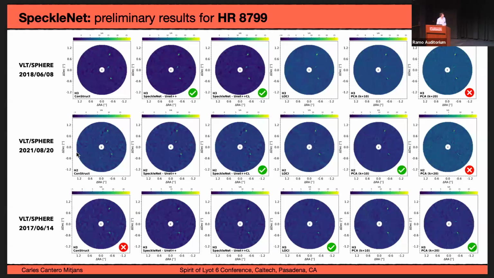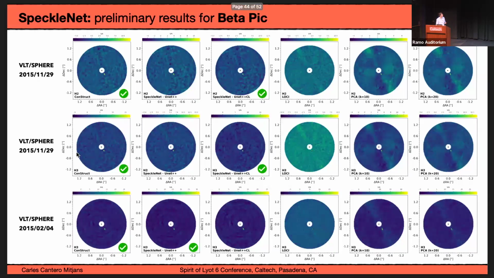And you can see the signal-to-noise, how is the recovery? I put the green tick where the recovery is better, and the red cross when it's worse, okay? So you can see that SpeckleNet is, for example, better in the first row, but PCA is better elsewhere. For this system, we have these results. For beta peak, we have these other results.